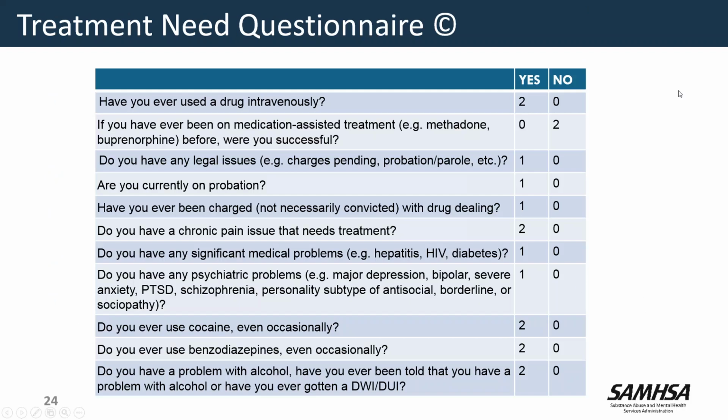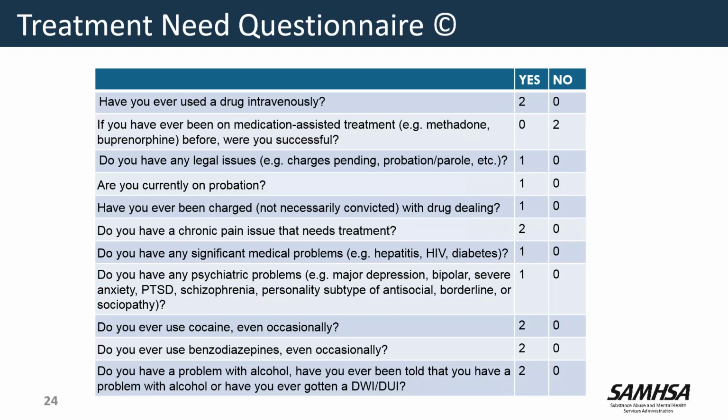So as you can see, this is half of it. Some items are scored 2 and some items are scored 1. The items that are scored 2 are the ones that we have thought over time were the most predictive of people needing a higher level of care, and they include IV drug use, if they had been on medication-assisted treatment before and were not successful, we thought that they may need to be in a hub setting.